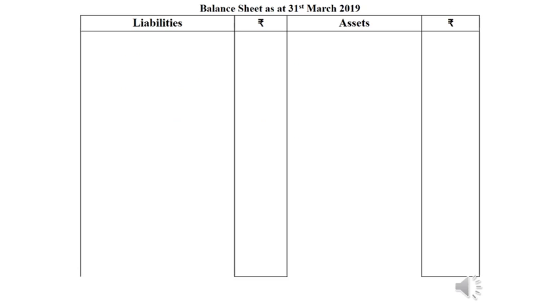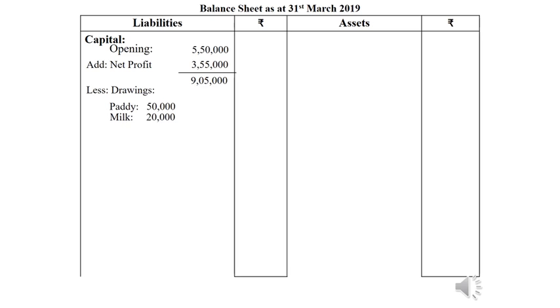So let us prepare balance sheet in the usual manner. Liability side, capital, opening capital balance 5,50,000 is given. To that add net profit 3,55,000. So total will be 9,05,000. From this deduct drawings. Two items are there, paddy and milk, 50,000 and 20,000. 70,000 has to be deducted. So it will be 8,35,000 capital balance.